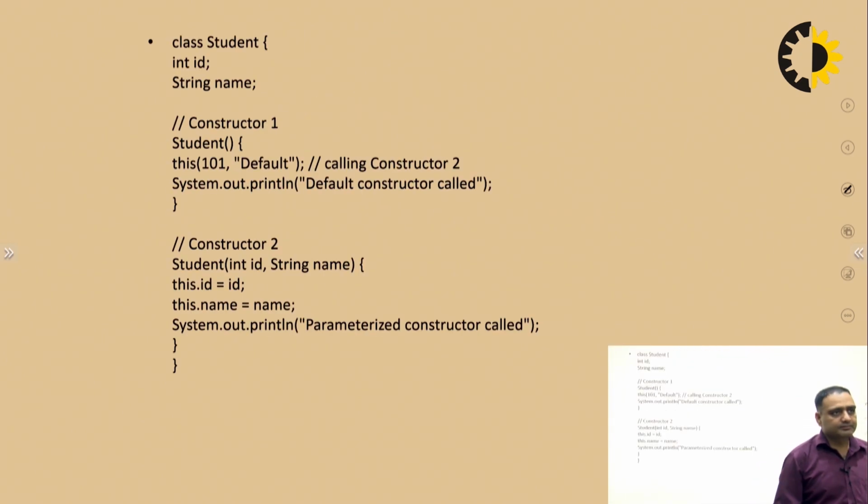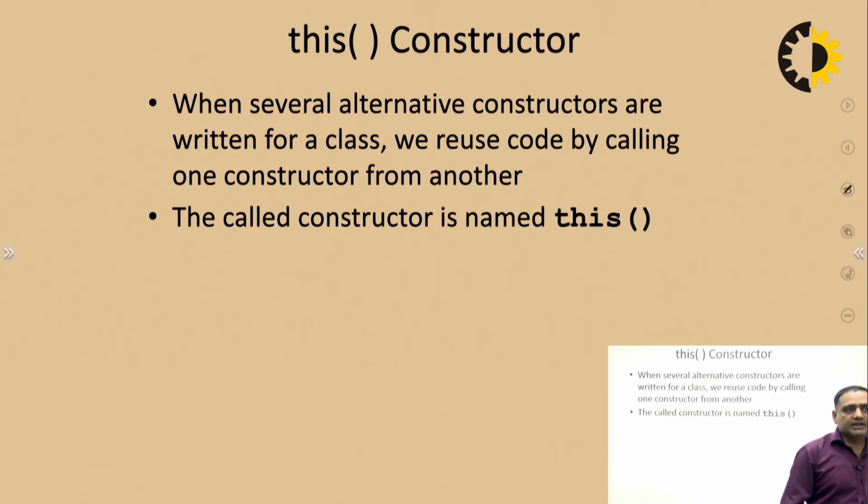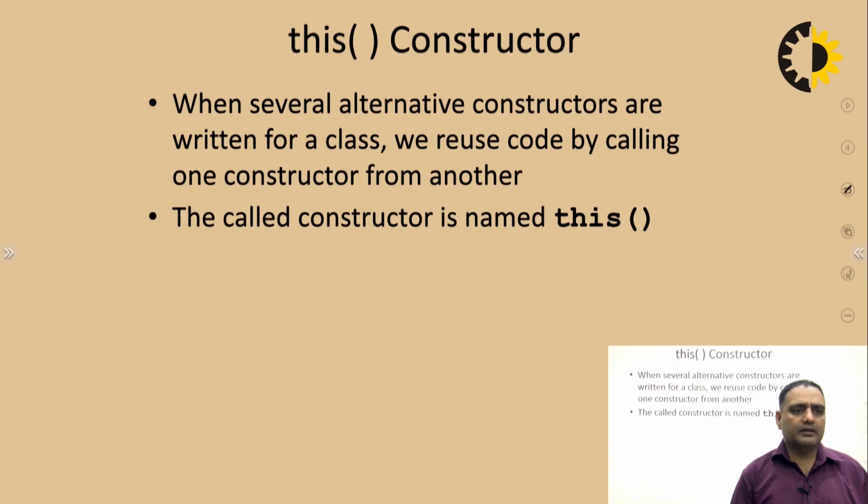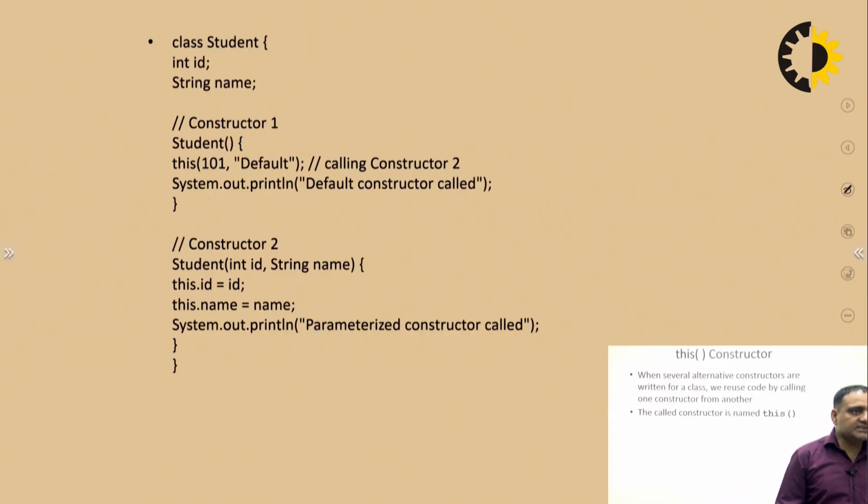Next is this constructor. When several alternative constructors are written for a class, several constructors meaning copy constructor, parameterized constructor and default constructor, we reuse code by calling one constructor from another. Means how you can compact your source code. What are the techniques through which you can compact your source code? Mostly we are accepting all the techniques by which we can reduce the source code. The called constructor is named, that is, this constructor.